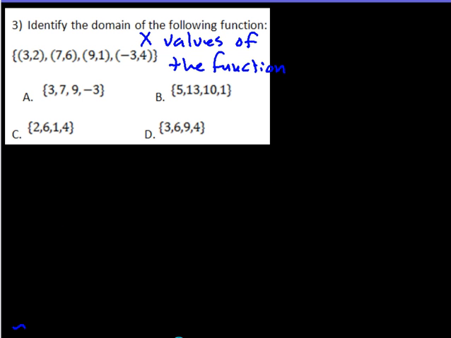It might be t for time. It could be many different things. It's the independent variable. Now, when we're talking about a function, the independent variable is always the first number in the ordered pair. And so I want the first number from each of these ordered pairs. 3, 7, 9, negative 3. I'm going to look for an answer that has 3, 7, 9, negative 3, and it's right there. So A is correct.